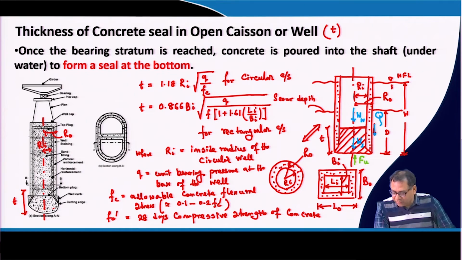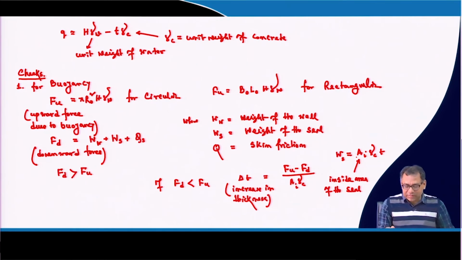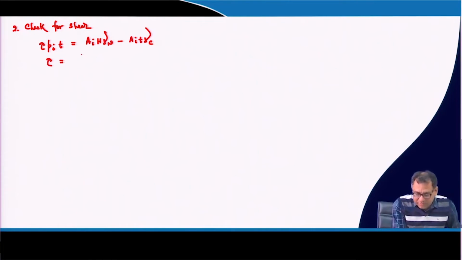There will be an upward force due to the buoyancy that will be pushing the seal in the upward direction, and the seal has its own self weight, which is acting in the downward direction. The difference of these two will give you the amount of shear force that is developed within the inside perimeter of the well, or between the seal and the shaft. That is equal to the shear stress that is developed. So, finally, tau will be the upward force due to buoyancy minus the downward force due to the seal, divided by perimeter into thickness. So, this is the developed shear stress.